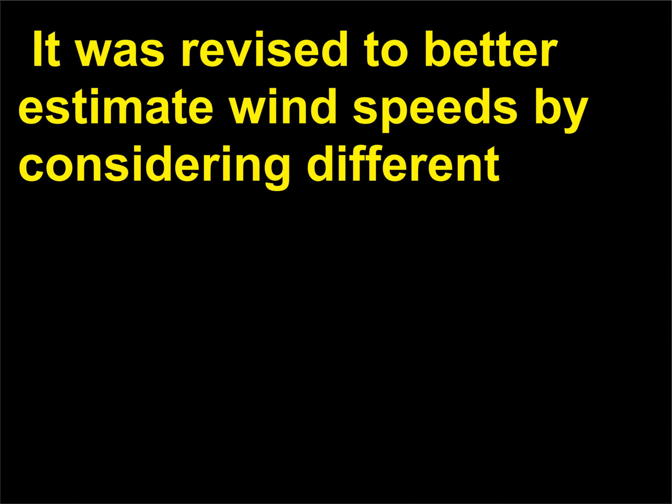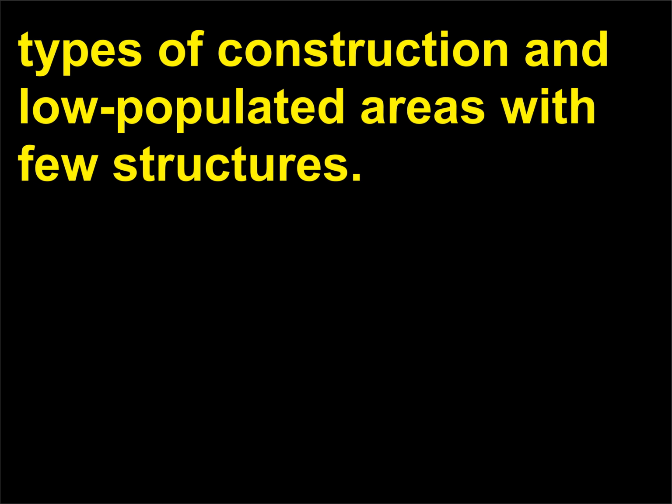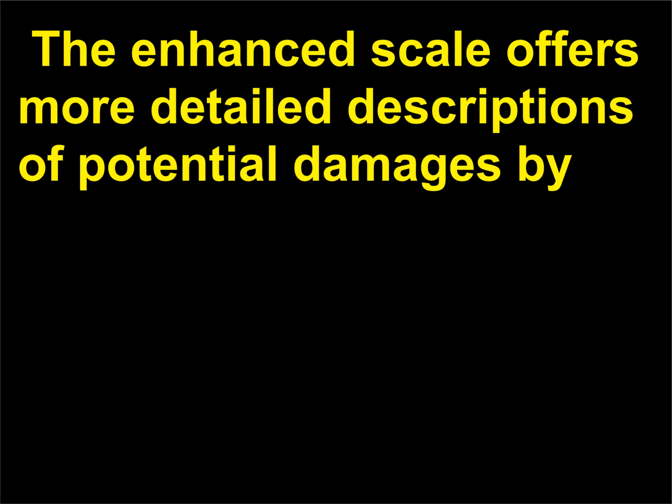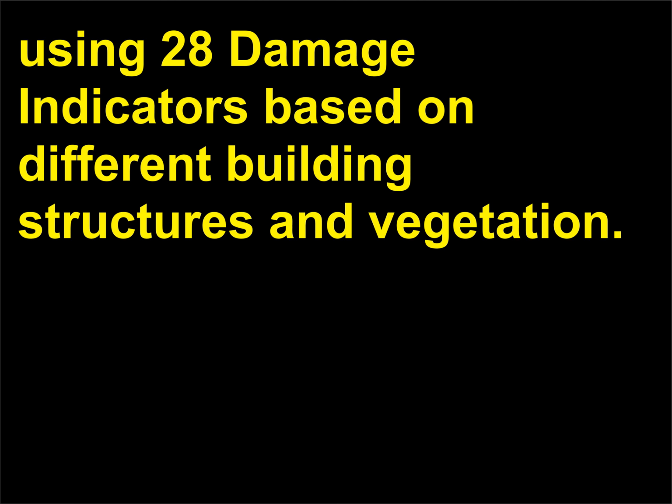It was revised to better estimate wind speeds by considering different types of construction and low populated areas with few structures. The enhanced scale offers more detailed descriptions of potential damages by using 28 damage indicators based on different building structures and vegetation.